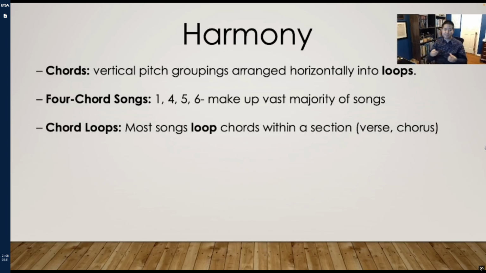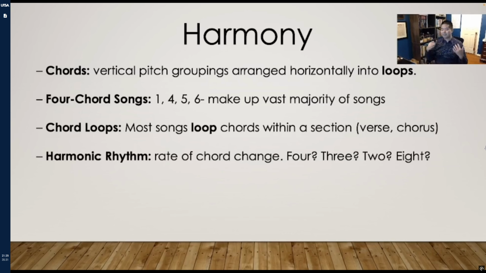In popular music, most songs are made to loop their chords within a given section. So for example, you can just keep on looping the same chords. And of course, it wouldn't be that fast usually, but I'm just demonstrating. So harmonic rhythm is a measure of the rate of chord change, and also how many chords fit into a particular loop before it starts over.